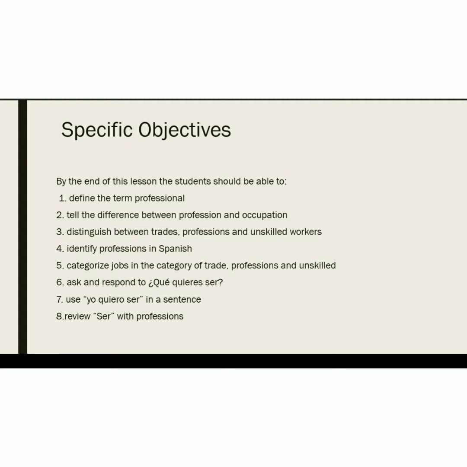Our specific objectives. By the end of this lesson, the students should be able to: 1. Define the term professional. 2. Tell the difference between profession and occupation. 3. Distinguish between trades, professions, and unskilled workers. 4. Identify professions in Spanish. 5. Categorize jobs in the category of trade, professions, and unskilled.